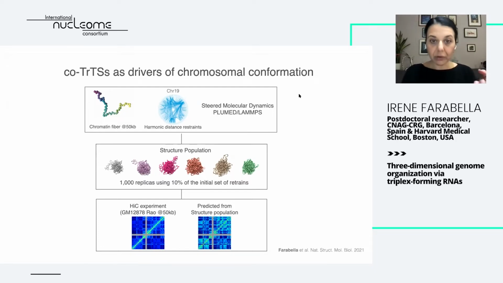With only this handful of restraints, we run our model, and we reconstruct 1,000 models that represent our ensemble of possible conformations. Then we generate from this ensemble a synthetic contact matrix that represents our cell population. And now we compare this synthetic matrix with the original Hi-C experiment to understand how well I'm reconstructing the chromosome just using this handful of information.